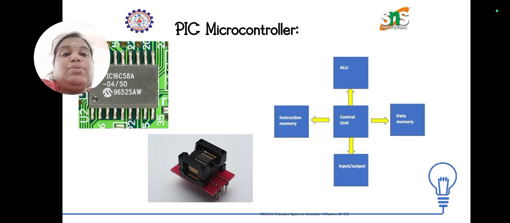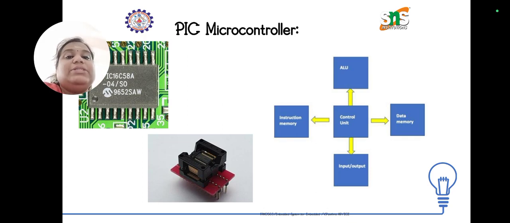So this is how the microcontroller will look like. Here we have four things. One is a control unit, and the control unit controls all the inside sub-organization. So it controls the ALU, it controls the instruction memory, it controls the input output, and it controls the data memory. ALU, you know already very well, is the arithmetic logical unit.